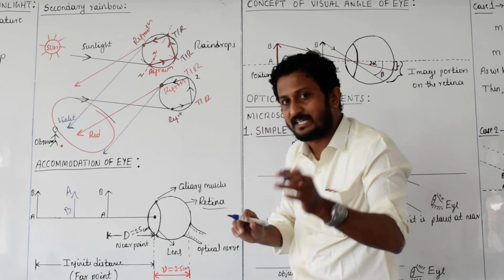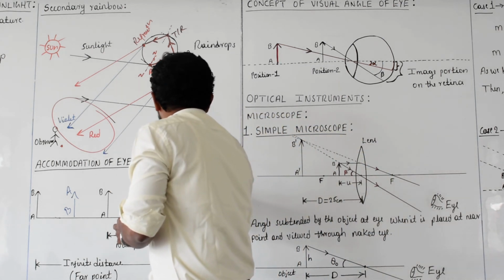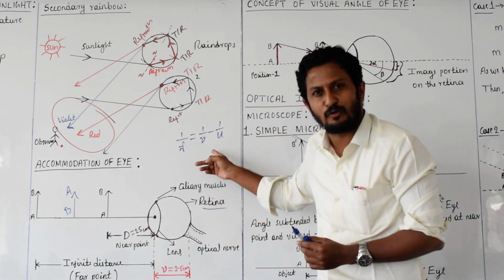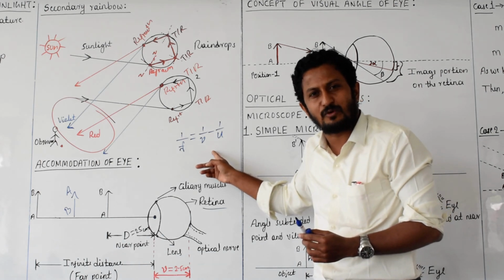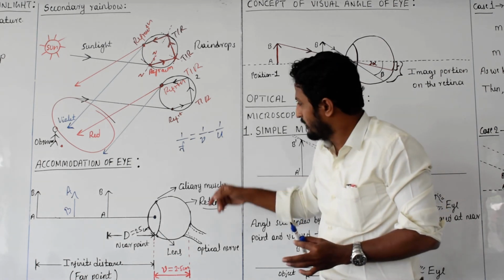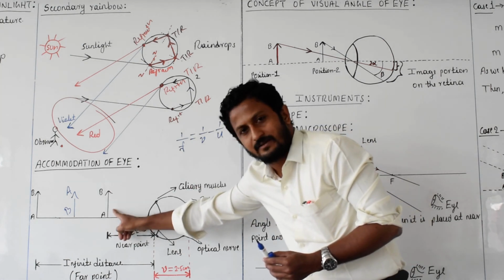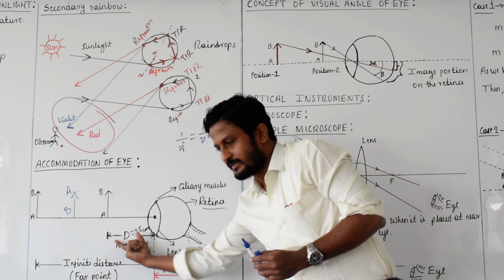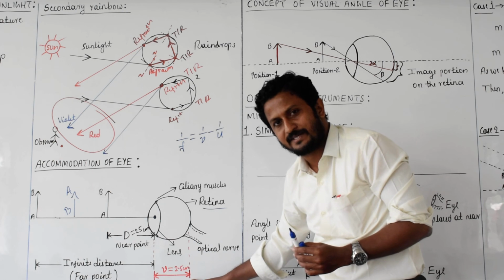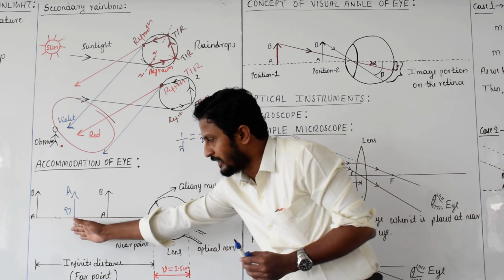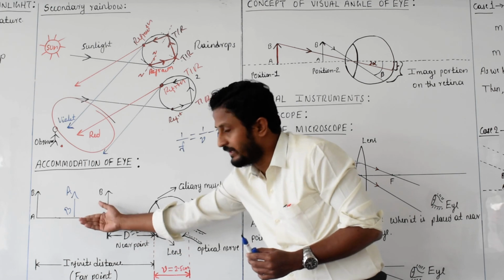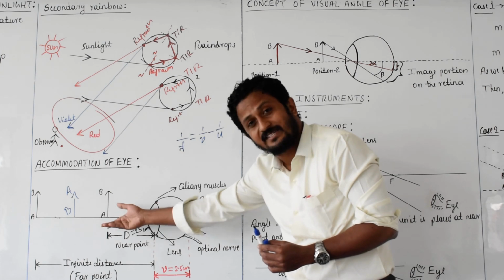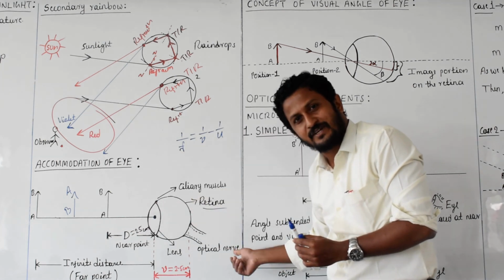You should remember the lens formula, that is 1 by f is equal to 1 by v minus 1 by u. You should know this lens formula. When the object was here, there was a certain object distance, a certain focal length, and a fixed image distance. Now as you take that object away, the object distance is different. The image distance is fixed.